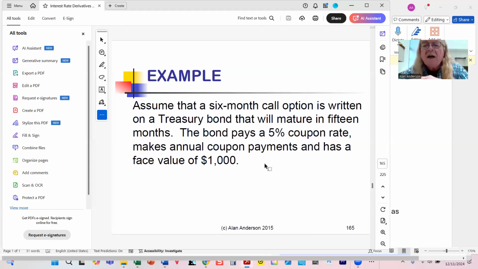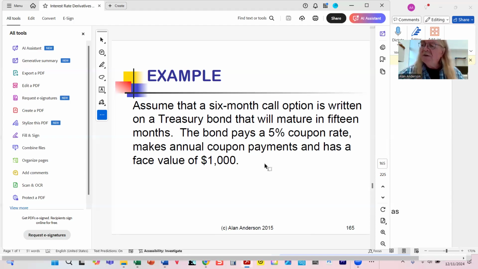Now this bond, on the other hand, only matures in 15 months. What that means is it was probably issued 20 some odd years ago, and it's going to mature in 15 months. So right now it has a maturity of 15 months, but it would have been issued originally with a much longer maturity, possibly 30 years.